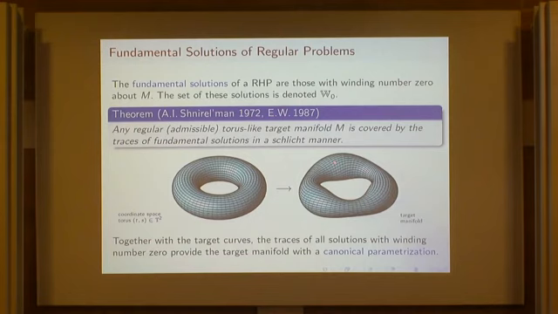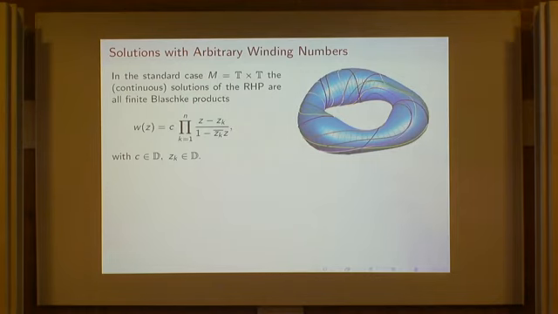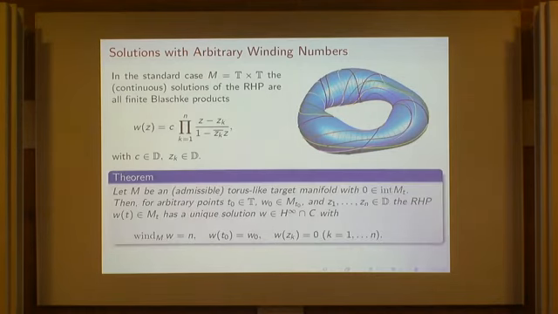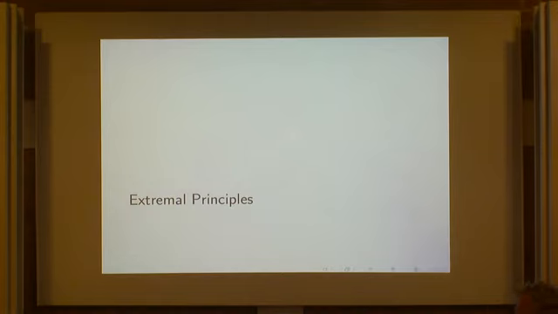So the target manifold is covered by the traces of solutions with winding number 0, which I also call the fundamental solutions, in a schlicht manner. So for every point on this target curve, we have exactly one trace of a solution. Okay, and we have other solutions. I will skip this here.